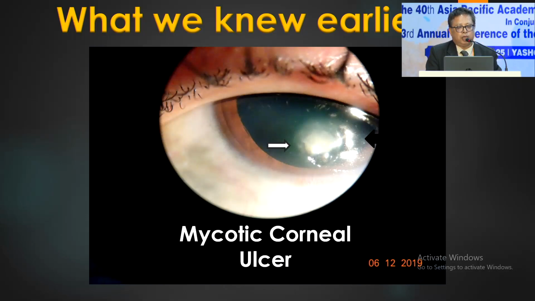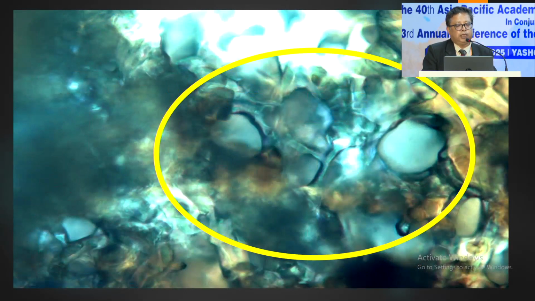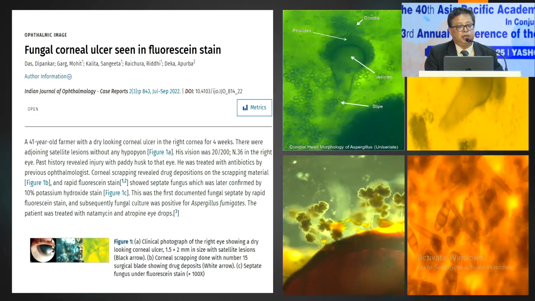Now, this is well known to all of us when you see a dry looking corneal ulcer. The next point is that we do a scraping and send a specimen for KOH. What we innovated is to do a fluorescent stain, and here you see those are the drug particles. After removing the drug particles and putting fluorescein solution, the fungus were visible. And this we published in the Indian Journal of Ophthalmology as a fungal corneal ulcer stained with fluorescent stain.